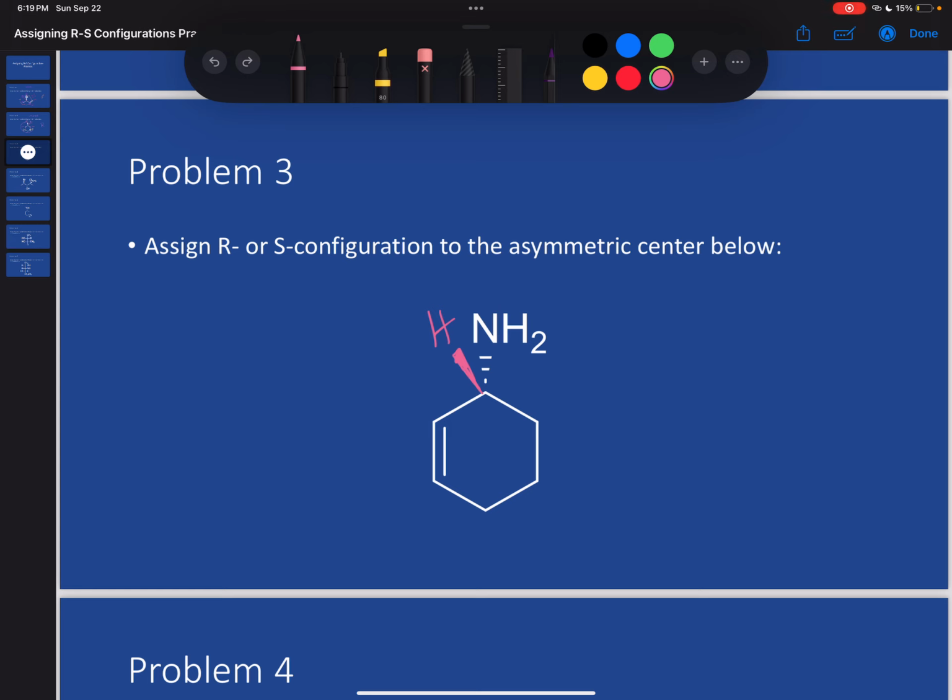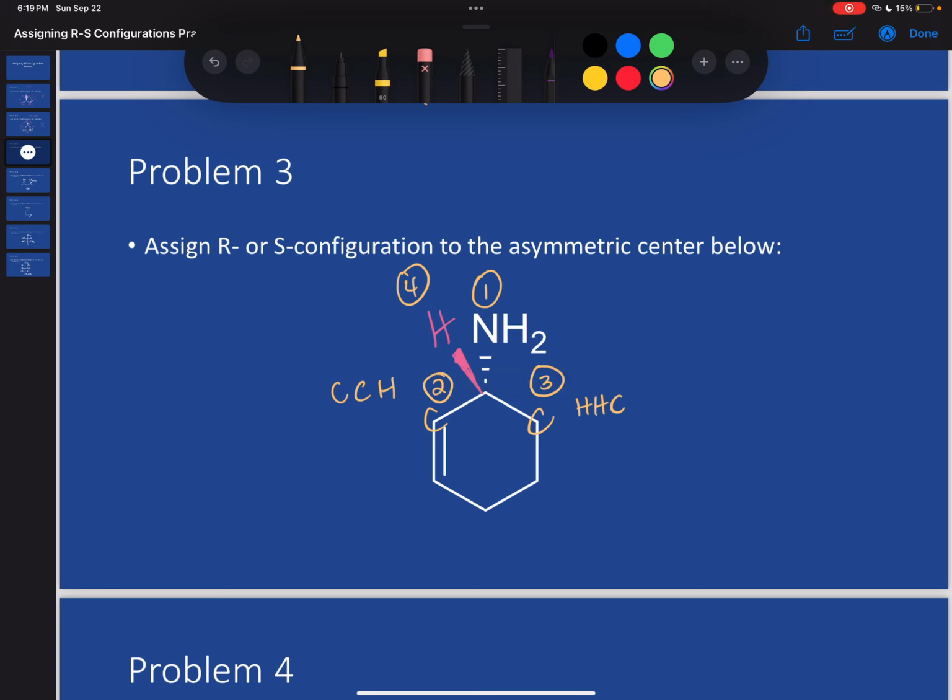Okay, so I'm going to go through and assign my priorities like I did in the previous videos. This amine is going to be 1 because nitrogen is higher priority than carbon and hydrogen. Hydrogen is going to be 4 because it's lower than the 2 carbons. And then if I compare these 2 carbons, they are not identical. This carbon has 2 hydrogens and another carbon it is bonded to. And then this carbon is part of a double bond, so I pretend it has 2 single bonds to carbon and it has 1 hydrogen. So this is higher priority compared to the other side because it has more higher priority groups.